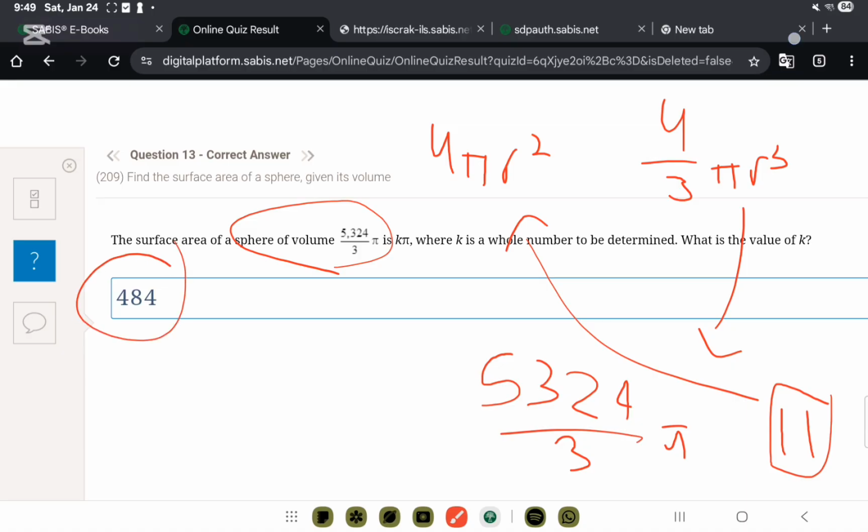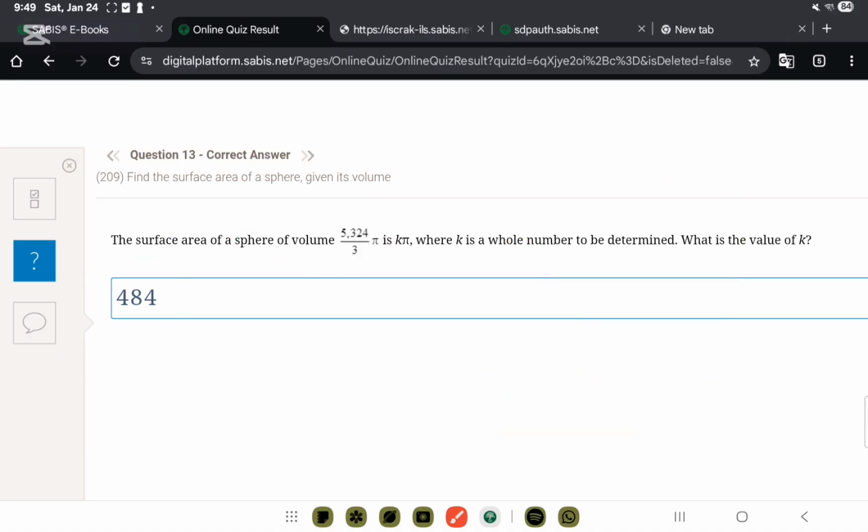Okay, so we find the 11. So we replace that here. This is going to be 4 pi times 11 squared. So we're going to get 484 pi. Now, in the exam, your calculator might not do this equation: 5324 over 3 pi equals 4 over 3 pi r cubed.